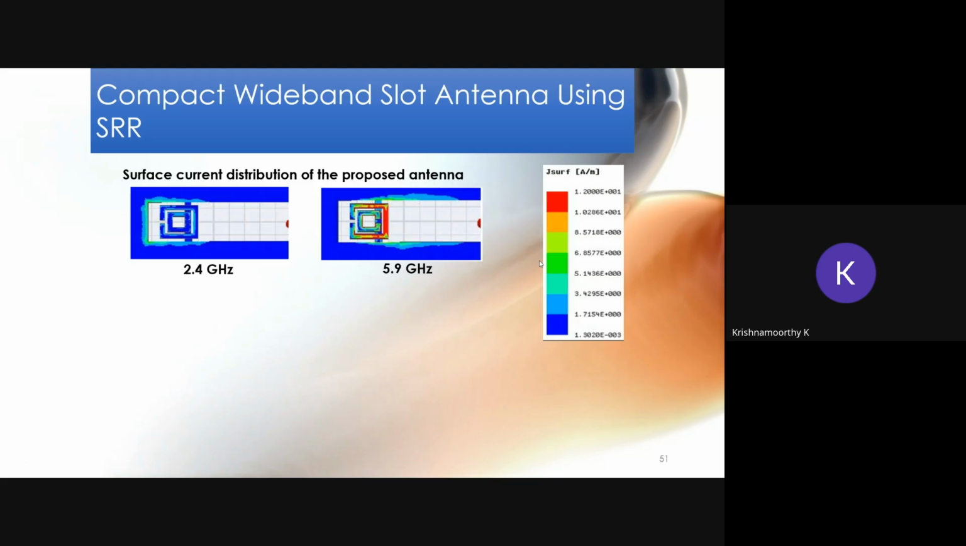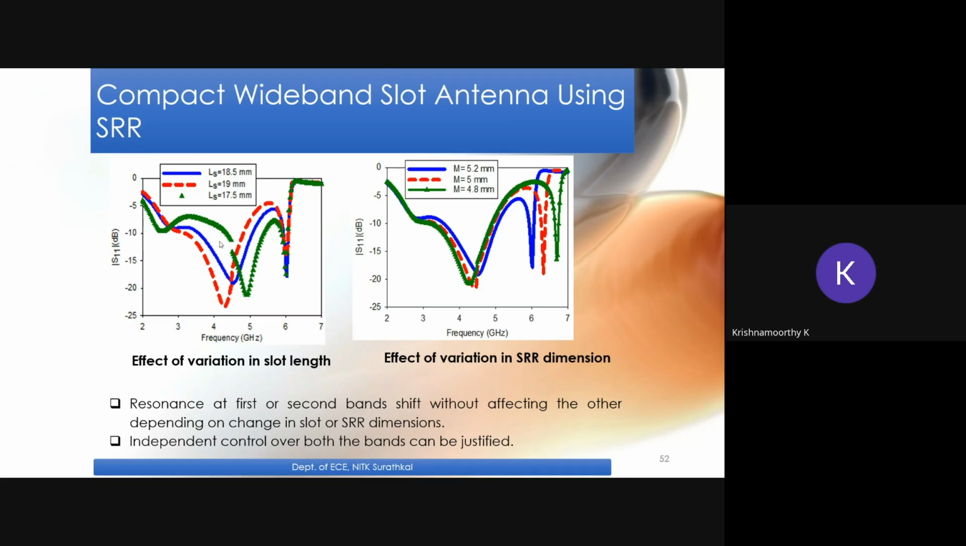So this is the electric field distribution or surface current distribution of the SRR loaded antenna at two different resonance frequencies. At 5.5 gigahertz, the SRR is resonating. At 2.4 gigahertz, the slot antenna resonates, as shown here. This is the variation of the parameters of the slot and SRR, so we can vary the resonance frequency of the two bands.